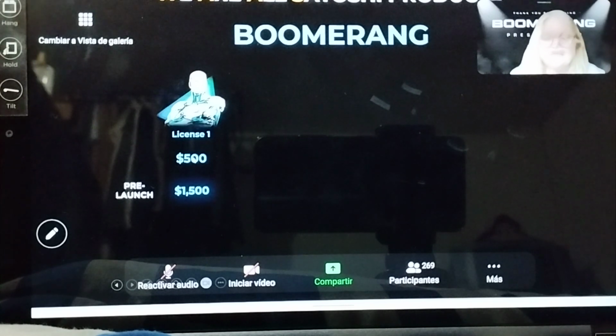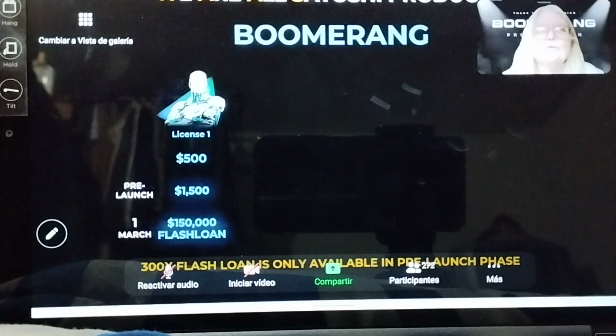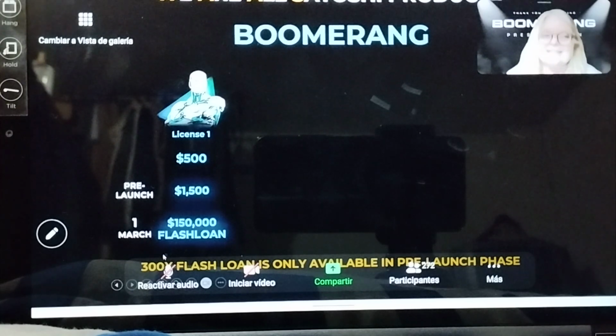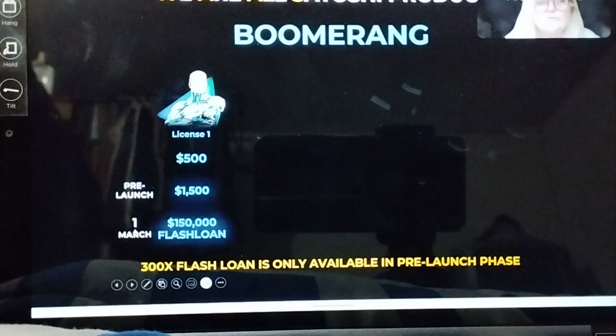And if you're buying a license in this phase, and we are in a very special phase, because in this phase, before the 1st of March, whatever the price of your license is, you will get 300 times the value in flash loan available from the 1st of March. So 500 gives you 150,000 flash loan capacity.